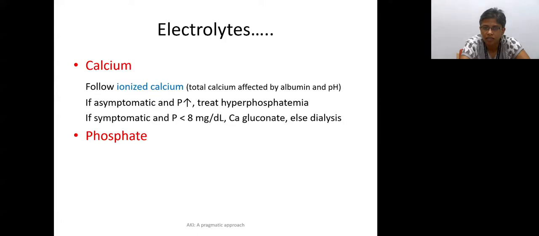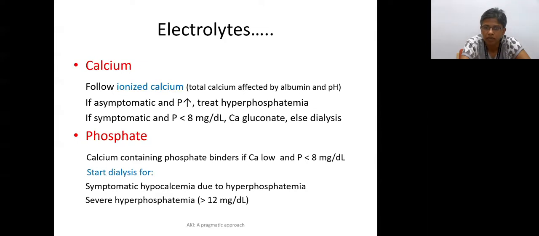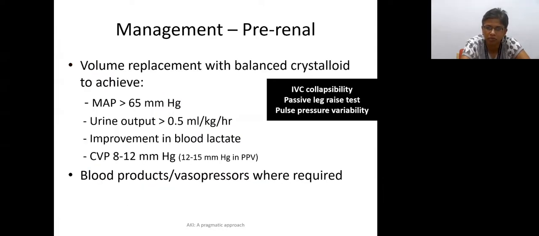Follow the ionized calcium because the total calcium is often affected by pH and albumin. Generally, don't treat unless the patient is symptomatic. And generally, high phosphate can be managed with calcium-containing phosphate binders. But if someone has symptomatic hypocalcemia because of a very high phosphorus, it's just better to do dialysis rather than use a phosphate binder, because phosphate binders take time to act.